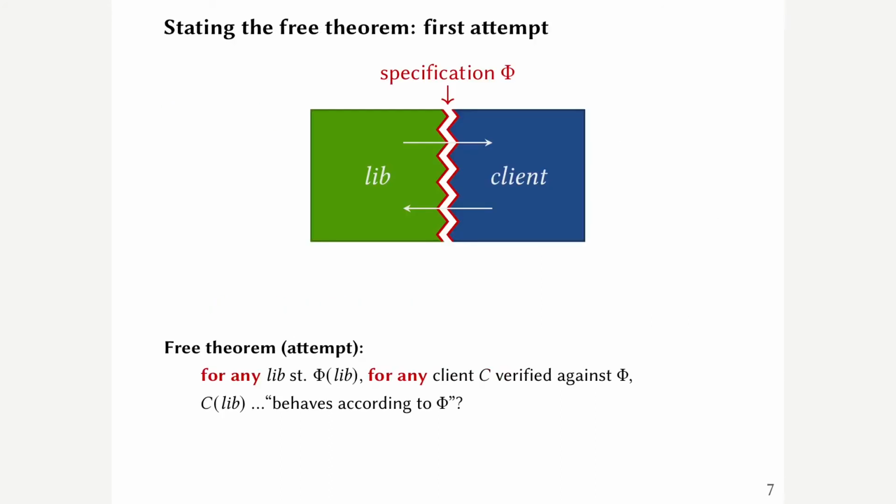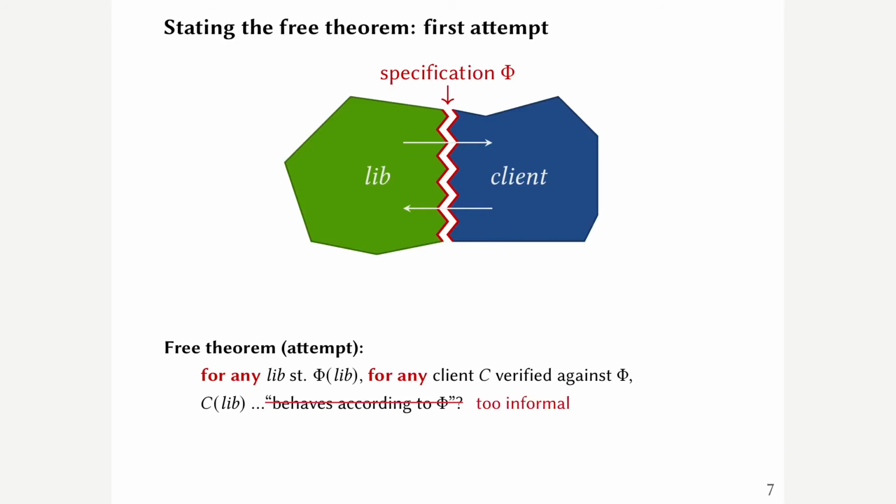But we can try anyway to write down formally the shape of a free theorem and see what the problem is. So what we would write is that we consider some library lib satisfying a specification phi, a client verified against phi, and then when those are linked together, they should interact as described by phi. The first part sounds okay. Indeed, the theorem should still hold if we swap in a different implementation for the library or the client. But the second part is clearly no good because it's still too informal.